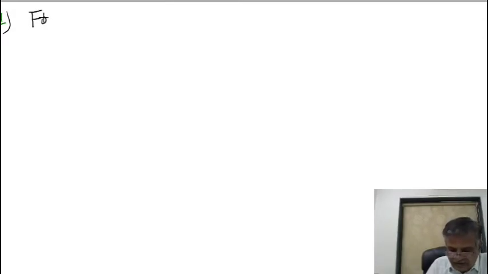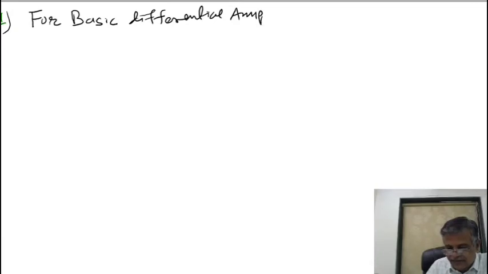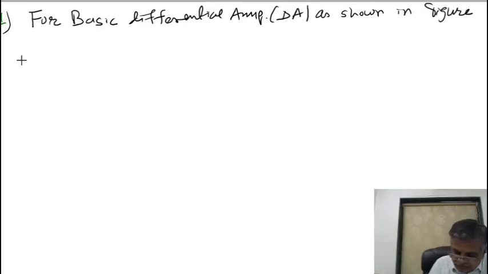The first numerical I am writing is for a basic differential amplifier circuit. Next time I will write only DA, remember. The basic differential amplifier circuit is as shown in the figure. This is the figure I am showing you now; this is your basic differential amplifier circuit.